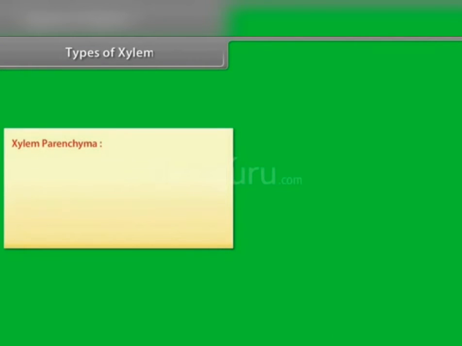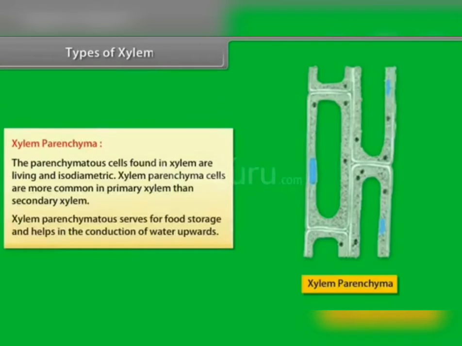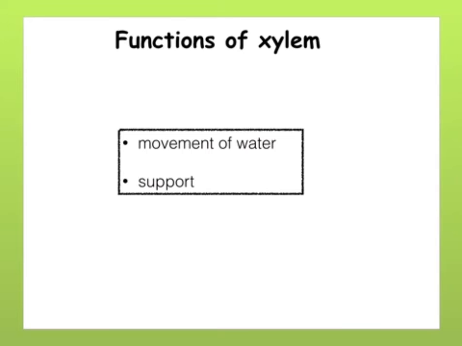Xylem parenchyma. The parenchymatous cells found in xylem are living and isodiametric. Xylem parenchyma cells are more common in primary xylem than secondary xylem. Xylem parenchyma serves for food storage and helps in the conduction of water upwards. The functions of the xylem are the movement of water and support.